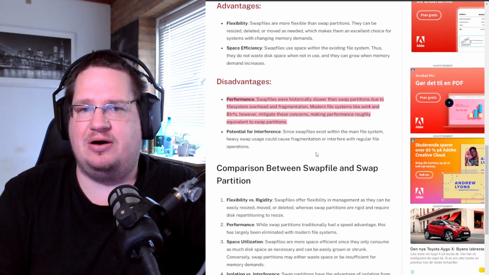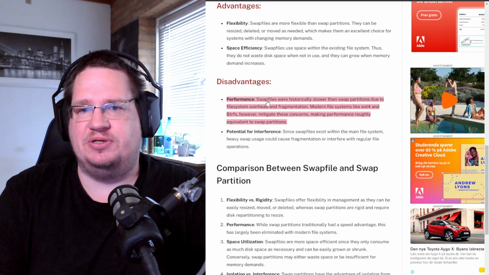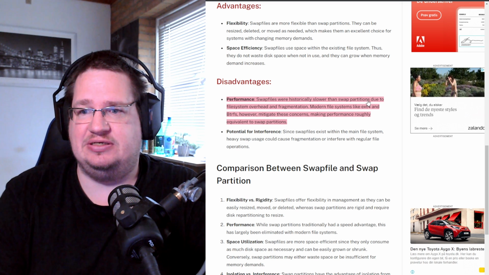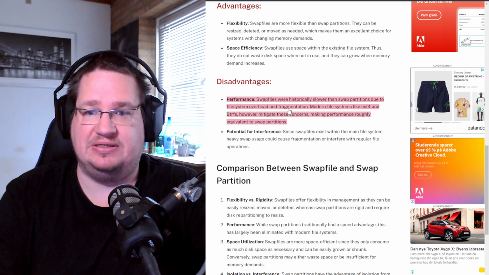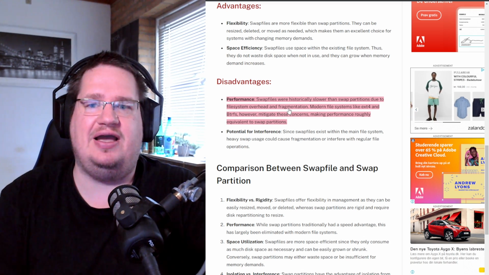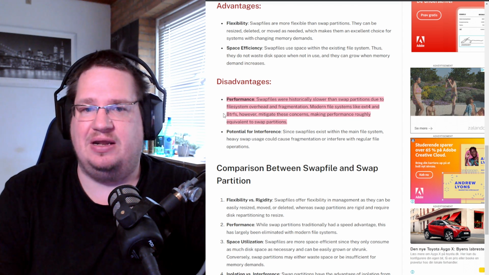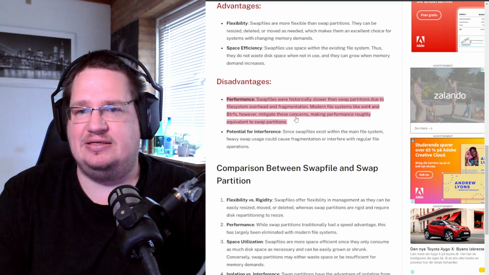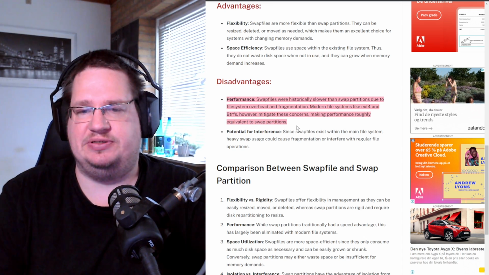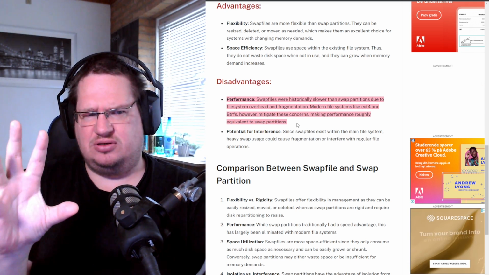They talk a little bit about the disadvantages of a swap file. Performance. Swap files were, back in the day, historically slower than swap partitions due to the file system overhead and fragmentation. So the swap file's slowness was not because it was a file, it was because of the file system. Modern file systems like ext4 and Btrfs, however, mitigate these concerns, making performance roughly equal to a swap partition. And again, this is what they talked about in that mail thread or documentation.